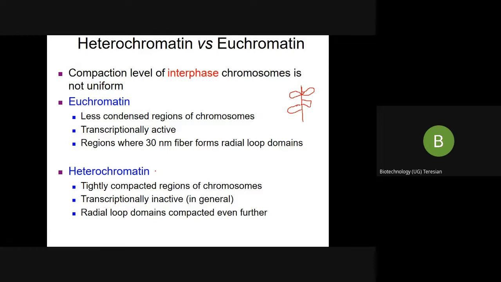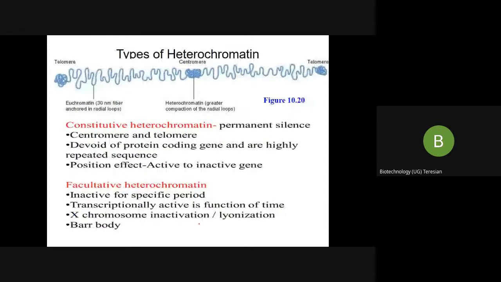And heterochromatin is exactly the opposite of euchromatin. It is tightly coiled, and because of this, it is inactive. The radial loop domains are compacted even further. They are more compacted, that is why we are saying it is tightly compacted. That is why they stain dark. So you can see the types of heterochromatin. In heterochromatin you can see greater compaction of the radial loop, but that is not the case in euchromatin. That is why it is quite active in transcription.